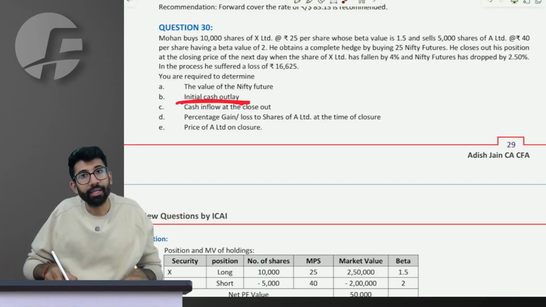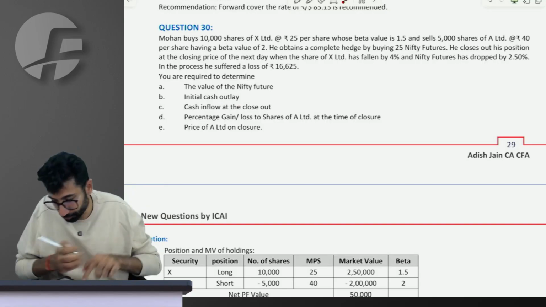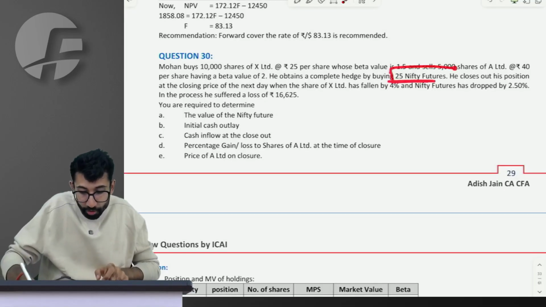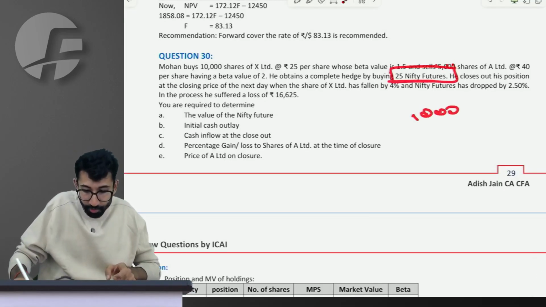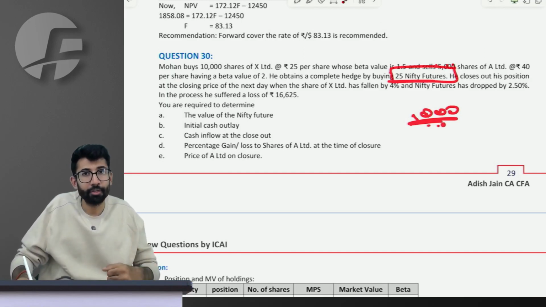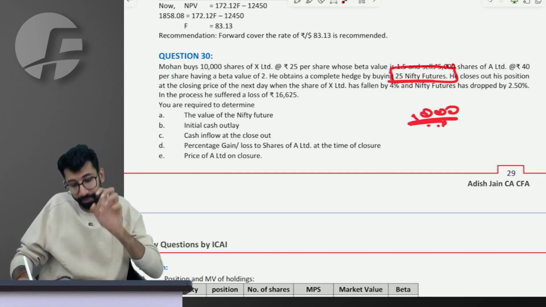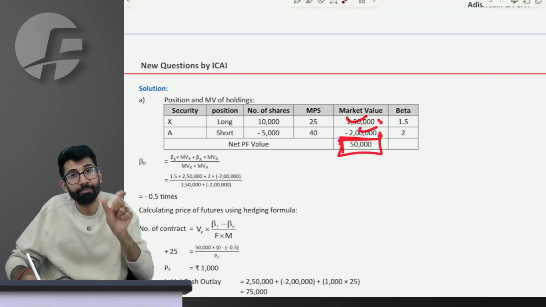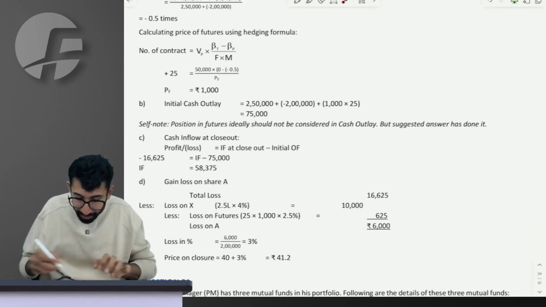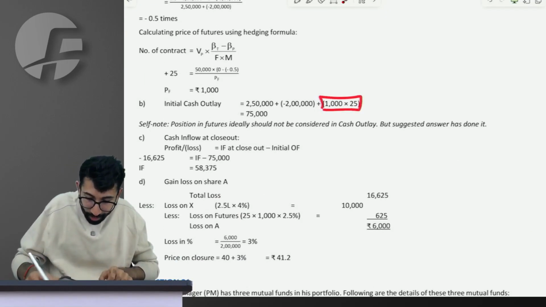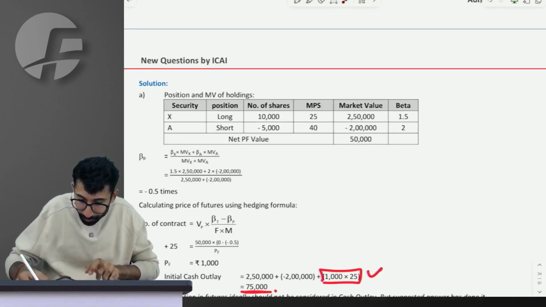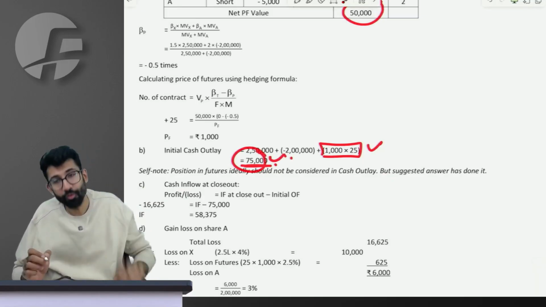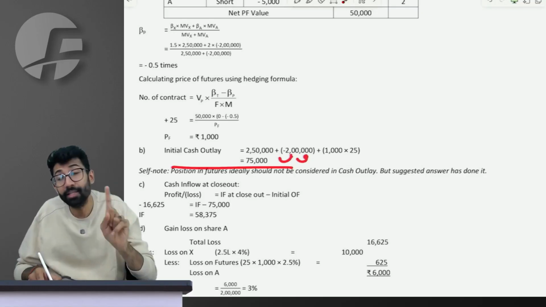Initial cash outlay. How much did you invest in the portfolio? Sir, 50,000. No, sir, you took one more thing, which is 25 futures, where every future was 1,000. But did you pay anything when you enter into a future contract? No. This is the ambiguity. As per my logic, only in the cash market you end up paying something today. In the futures market you don't. But they considered an outflow of 25,000 for futures also, making my initial investment 50,000 for the net portfolio plus 25,000 for futures. You have to continue to follow this in the exam.